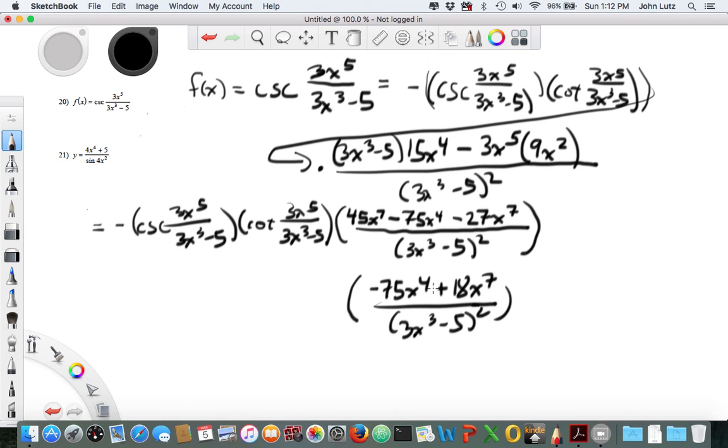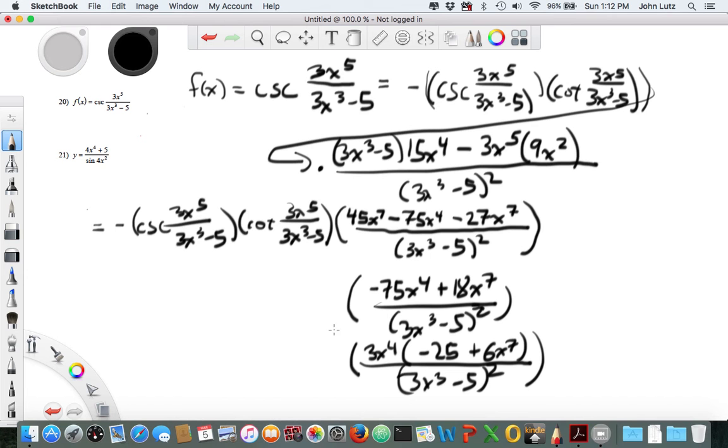And I think I can even factor out 3x to the fourth. So you'll end up with 3x to the fourth times negative 25 plus 6x to the third, all over 3x to the third minus 5 squared. And remember, that's after this, so the whole thing is involved.